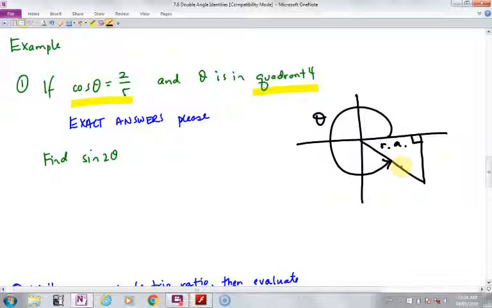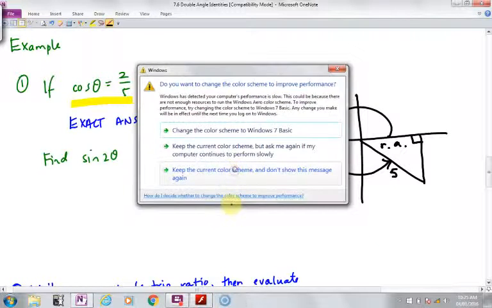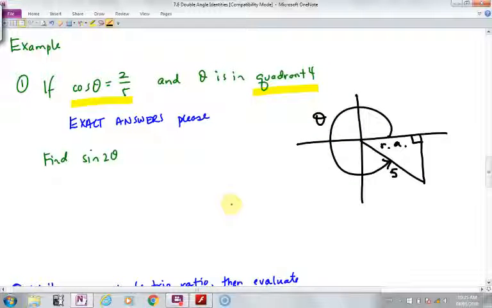Now, cosine theta is 2/5, and that tells me some information about the sides of the triangle. What does it tell me about the hypotenuse of this triangle? Or in other words, the radius of this circle? What would it be? 5. So the hypotenuse is 5. Now the 2 is either the x value or the y value. Which one is it? It is the x value, 2 right there. Okay? Because it's adjacent over hypotenuse, right, for the cosine.